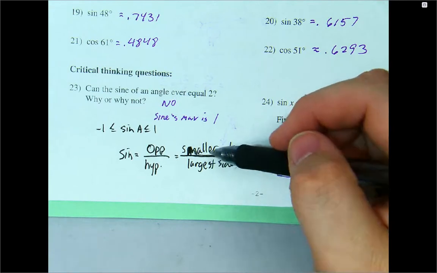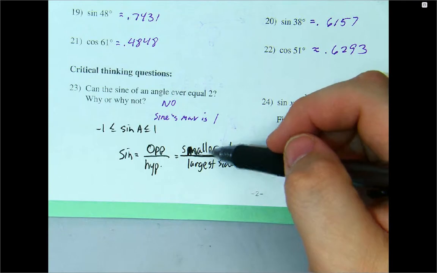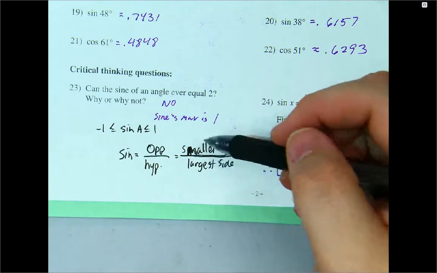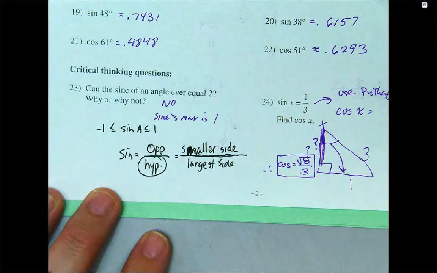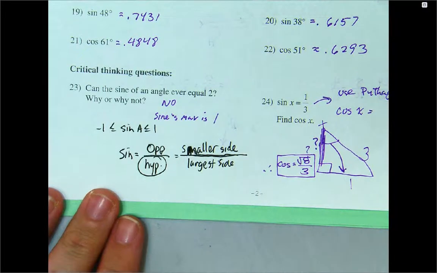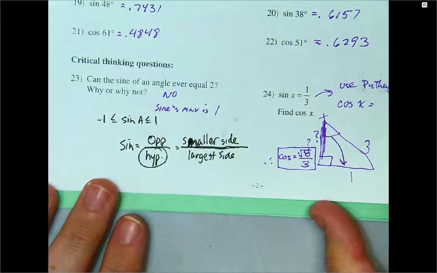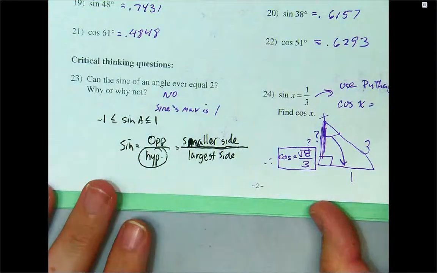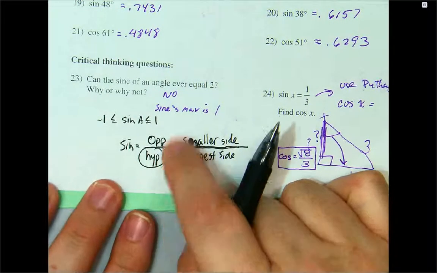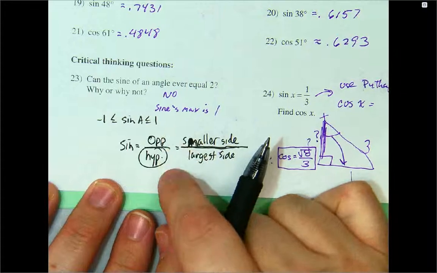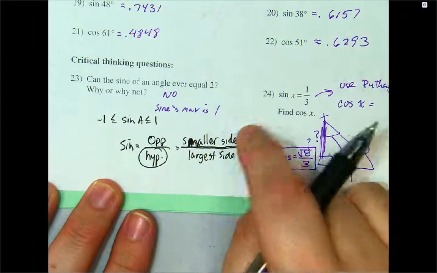The hypotenuse is the longest side in a triangle. And all the trig, even the sine of 1010 degrees, like I told you, is still going to follow opposite over hypotenuse. There's a right triangle for that angle as well that we can build. It's always going to be a smaller side over a larger side. The biggest it can get is 1.